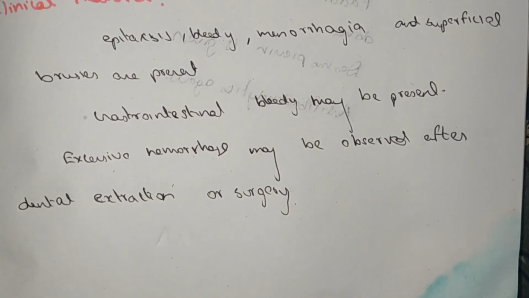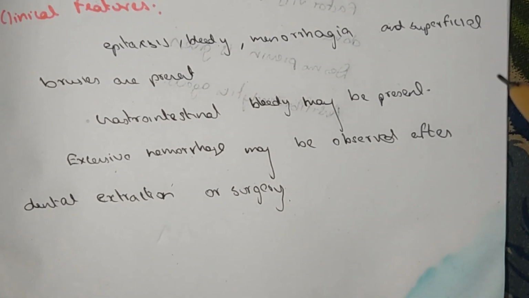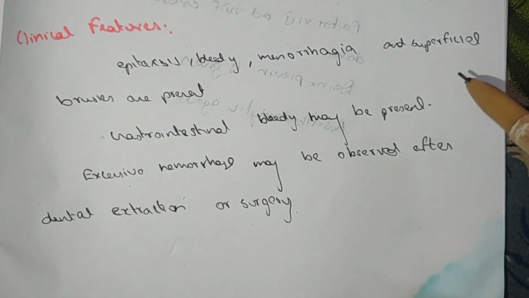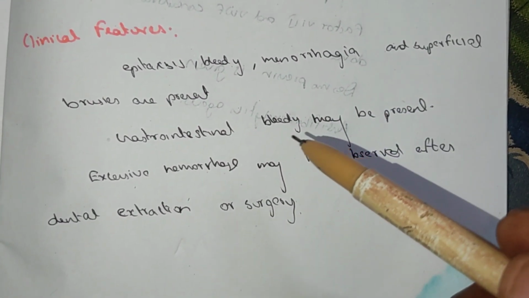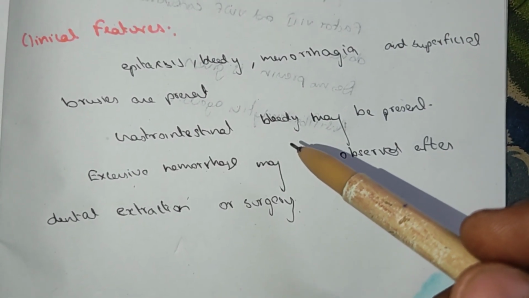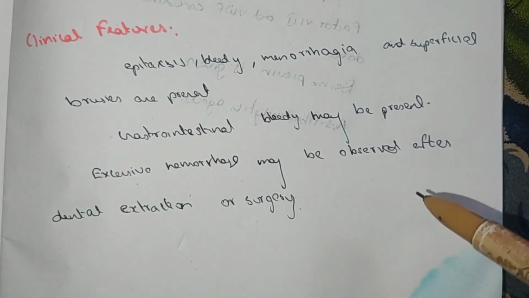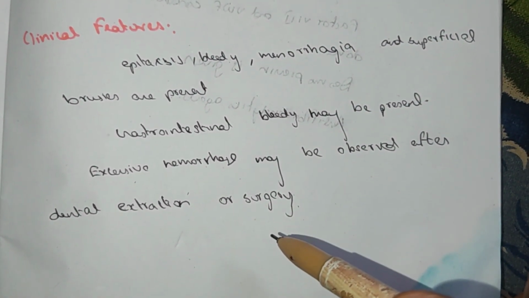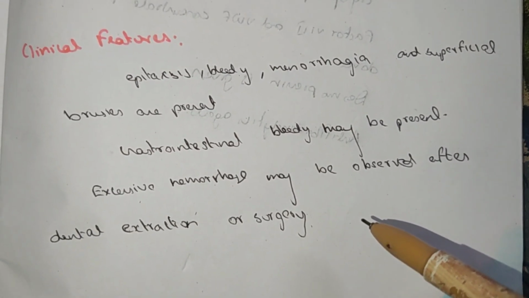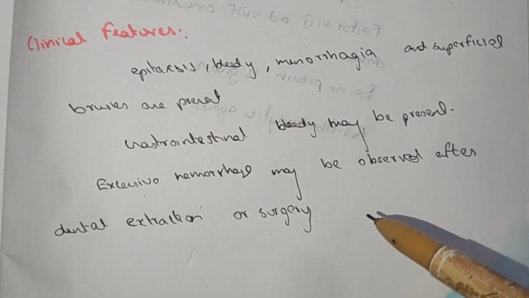The clinical feature of von Willebrand disease is epistaxis, that is bleeding inside the nose. Menorrhagia and superficial varices are also present. These are the clinical features. In the gastrointestinal tract, bleeding may be present. Excessive hemorrhage may also be observed after dental extraction or surgery. After extraction or surgery, more bleeding occurs. These are the clinical features of von Willebrand disease.